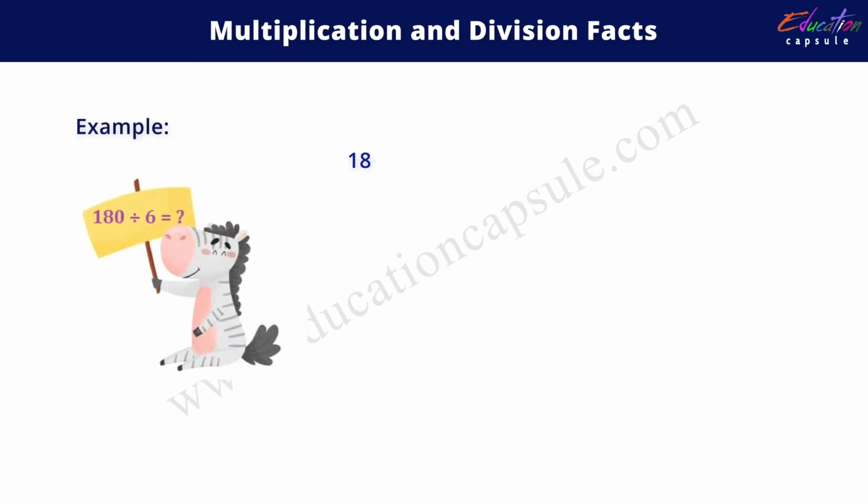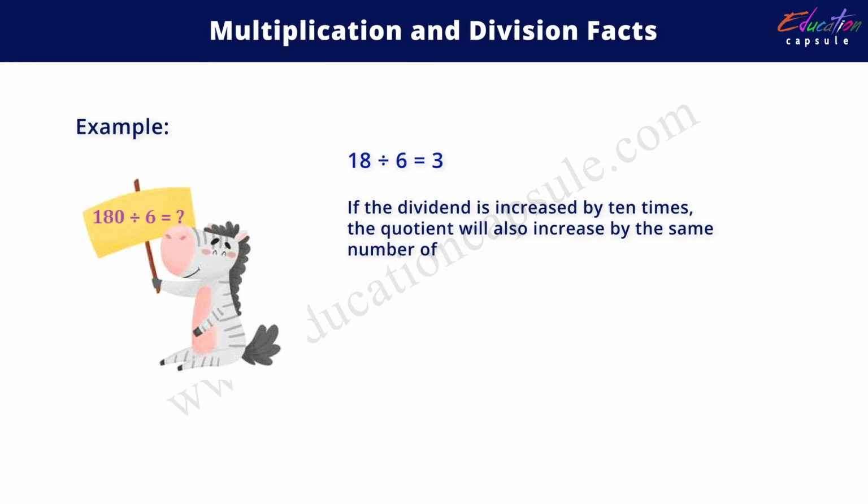Now 18 divided by 6 is equal to 3. And we need to find out 180 divided by 6. If the dividend is increased by 10 times, the quotient will also increase by the same number of times, that is 10 times. So 180 divided by 6 gives you 30.